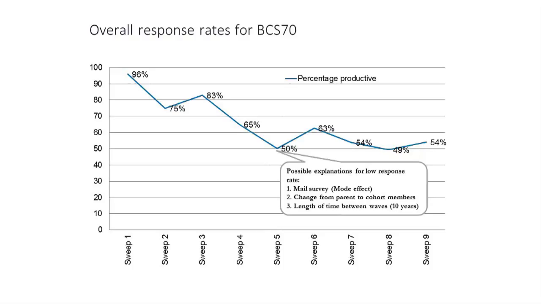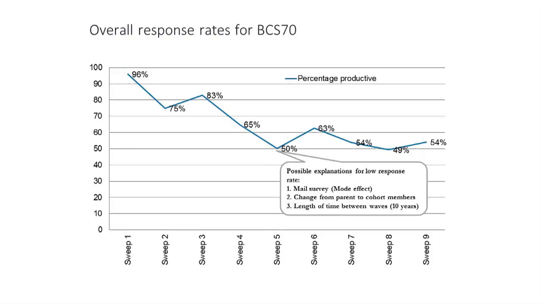Right, returning to the case study, here we can see the overall response rates for BCS 70 cohort members. Sweep 4 is the year when cohort members were age 16, coinciding with a teacher's strike and some fall off. And then between Sweep 4 and Sweep 5 was a 10-year lapse, and also the responsibility for the provision of the data went from the parent to the cohort member. So you can see a drop there from 65% to 50%.